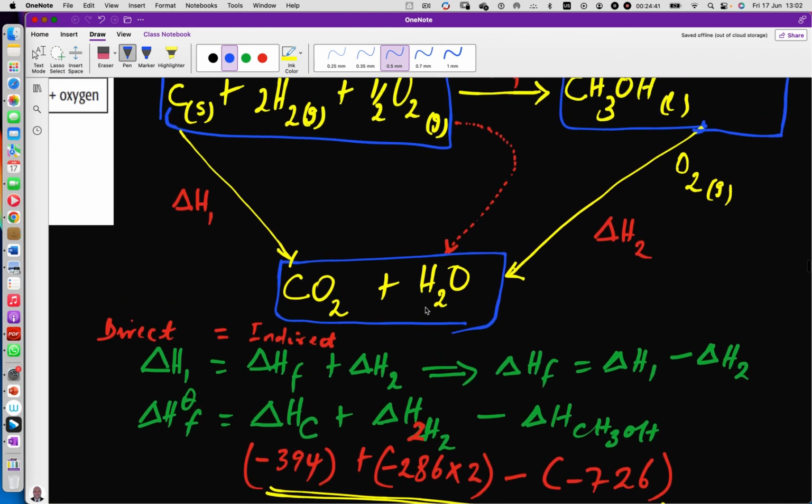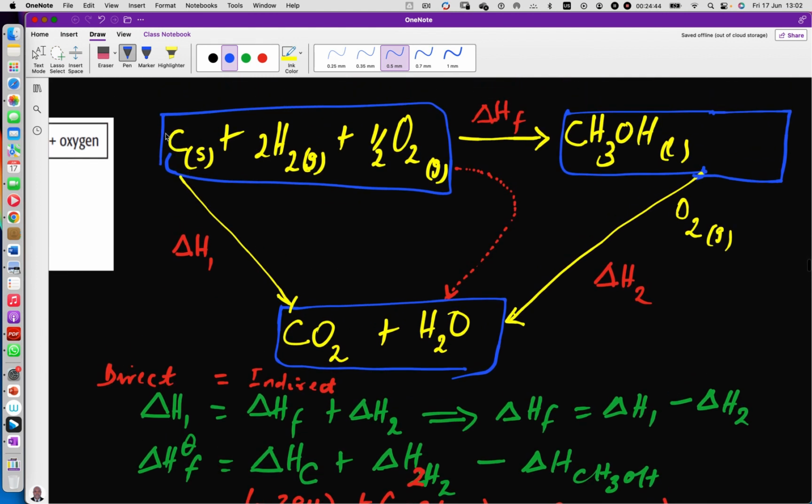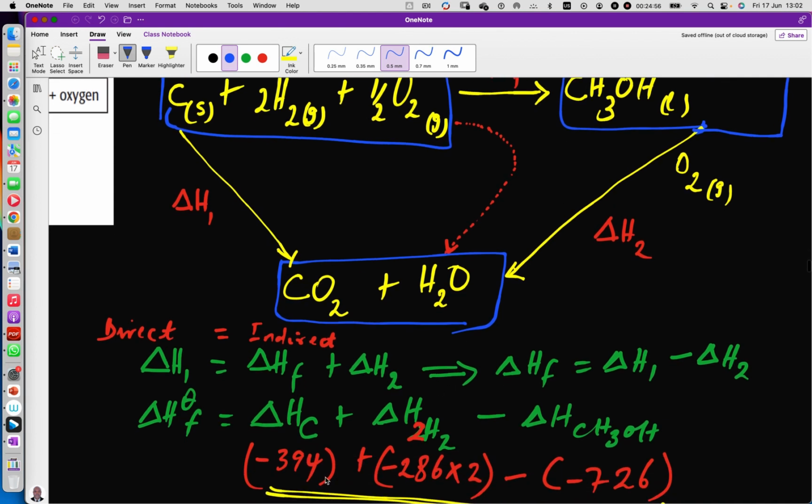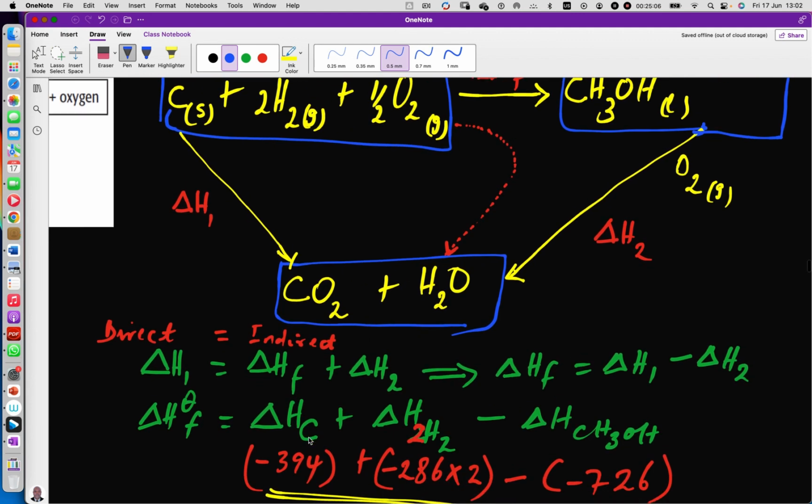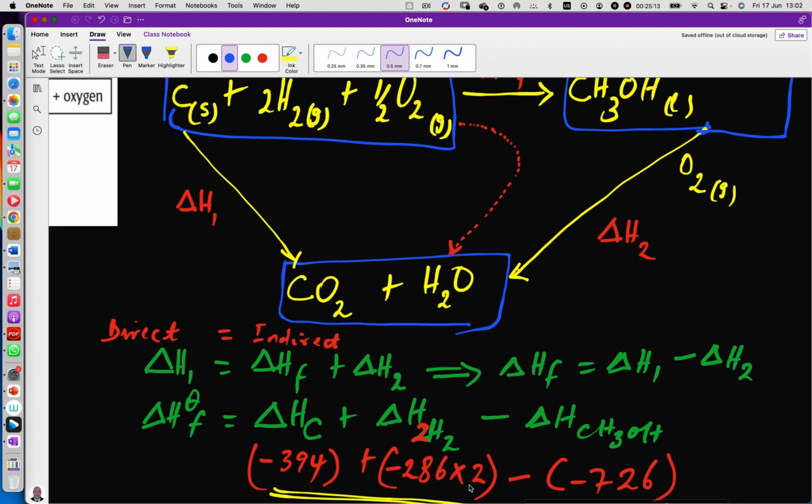But remember, you have to take into consideration the number of moles. There's only 1 mole of carbon here. There are 2 moles of hydrogen here. There is only 1 mole of methanol here. So any value we have for any of them, we have to multiply by their number of moles. So we have only 1 mole for carbon. Taking the value of carbon and substituting it is just minus 394. We don't need to multiply, since multiplying by 1 means nothing. Then we have 2 moles for hydrogen. We need to multiply by the 2 moles of hydrogen, which is minus 286 times 2. Now we have only 1 mole for this, so the value remains.